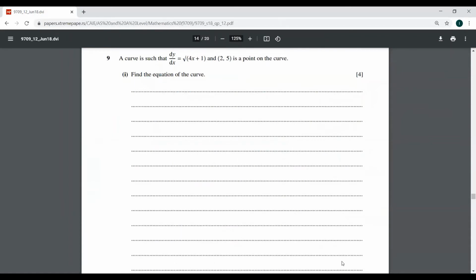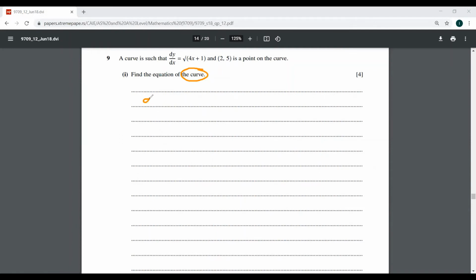Okay, a curve is such that dy by dx is this. Find the equation of the curve. Now you have to be very careful. It's asking for the equation of the curve. Some of you start finding the equation of the tangent here. It's asking for the equation of the curve.